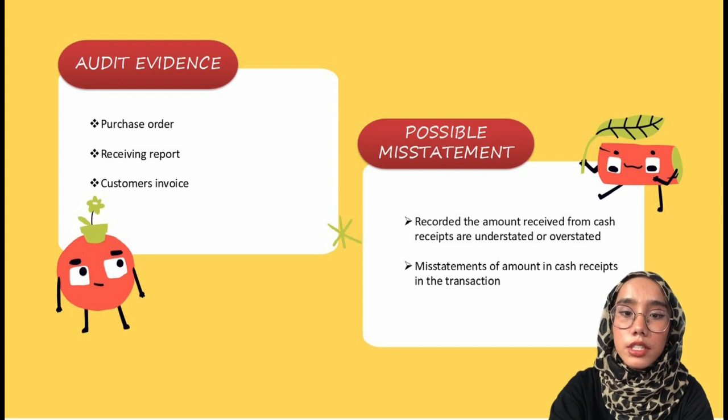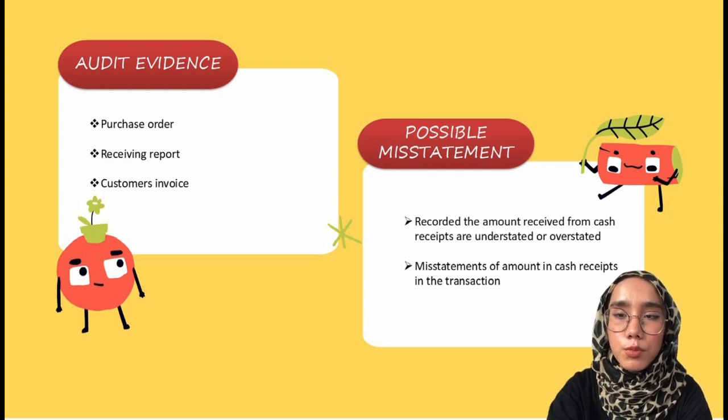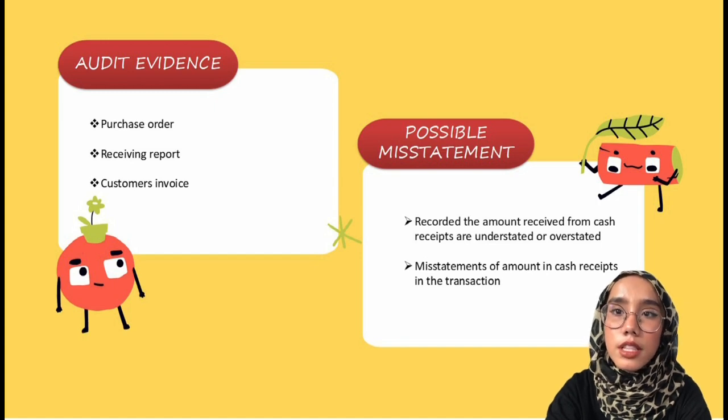There are three audit evidence in cash receipts: purchase order, receiving report, and customer's invoice. Meanwhile, there are two possible misstatements in cash receipts: the amount received from cash receipts is understated or overstated, and misstatement of amount in the cash receipts transaction.